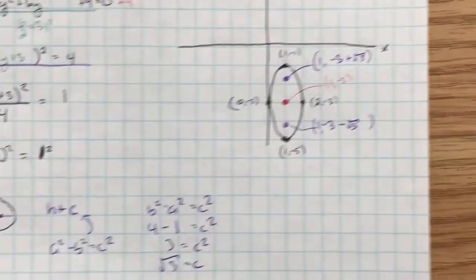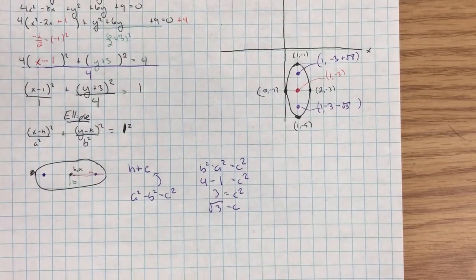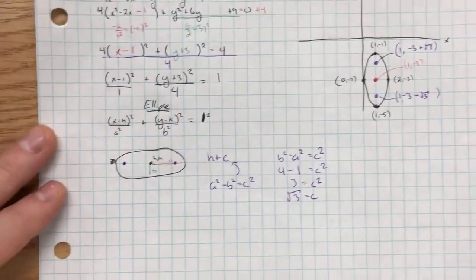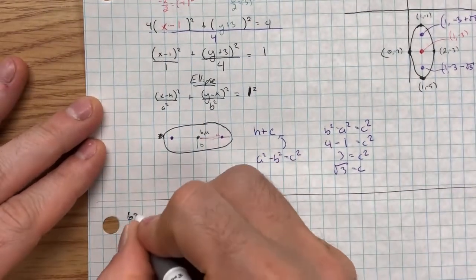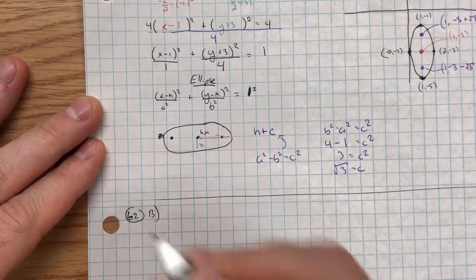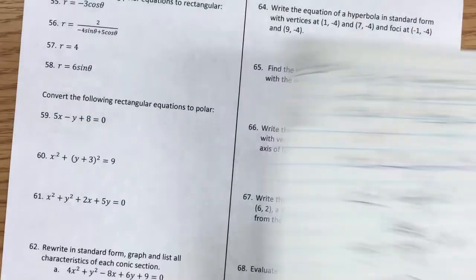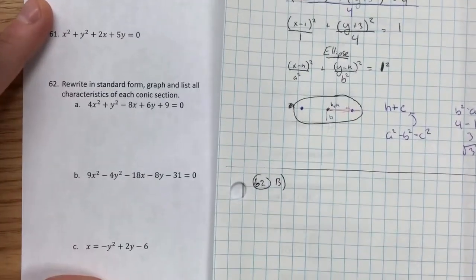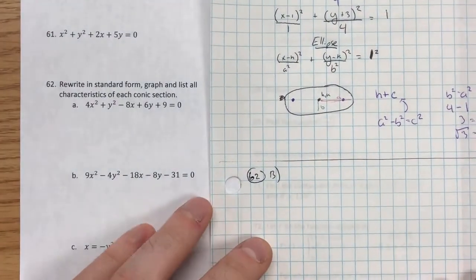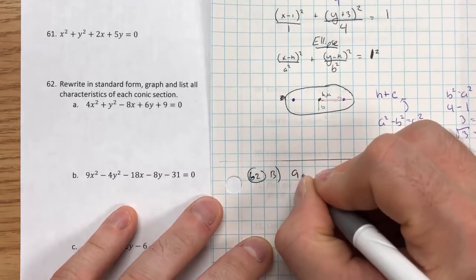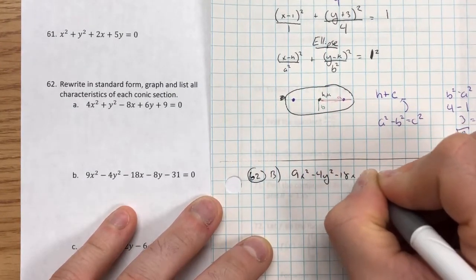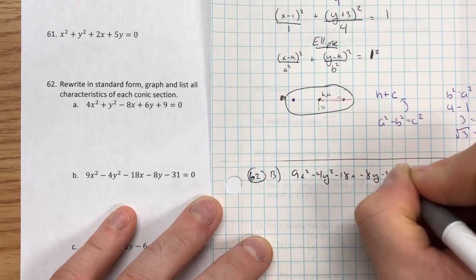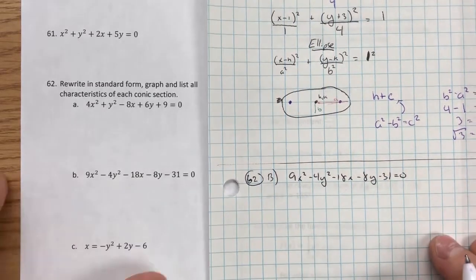Awesome. Okay, so that is number 62A. I'm still going to draw a line right here, just because it seems appropriate. Let's go 62B. Okay. So 62B is 9x squared minus 4y squared minus 18x minus 8y minus 31 equals 0.